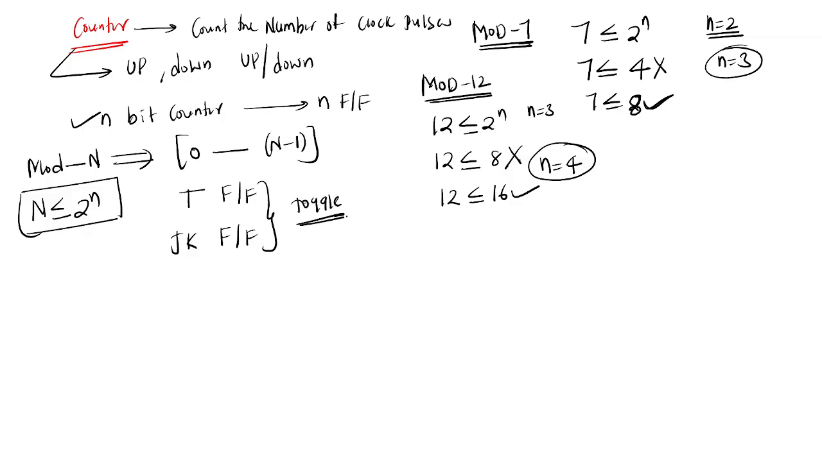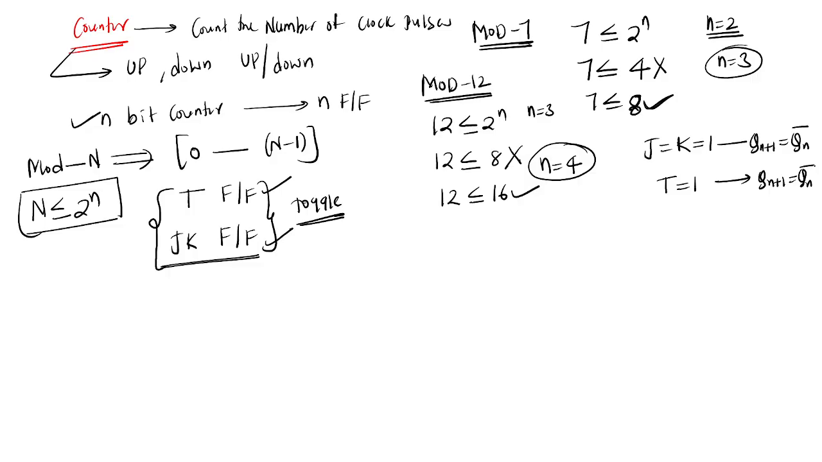Toggle mode, we already discussed, no? For designing the counters, we use T flip-flop and JK flip-flop, and the two are operated in toggle mode. Toggle mode means when J equal to K equal to 1, what is the next state? Toggle only, Qn bar. And when T equal to 1, the next state Qn plus 1 is Qn bar. Toggle mode. Okay.